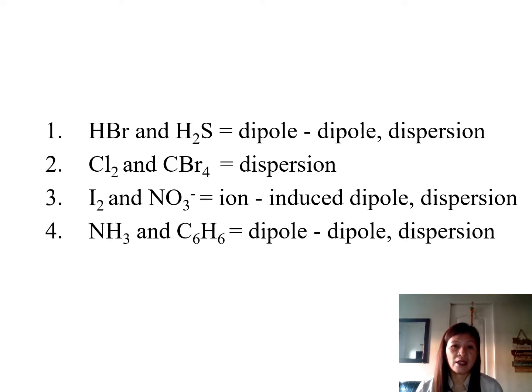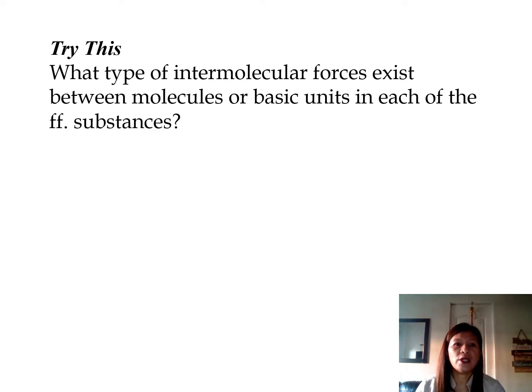Another is ammonia and benzene. Ammonia is polar, benzene is nonpolar, and therefore dipole, because benzene being nonpolar is highly polarizable. The dipole molecule ammonia will cause benzene to be an induced dipole, and therefore it will become dipole, induced dipole, or simply dipole-dipole and dispersion.